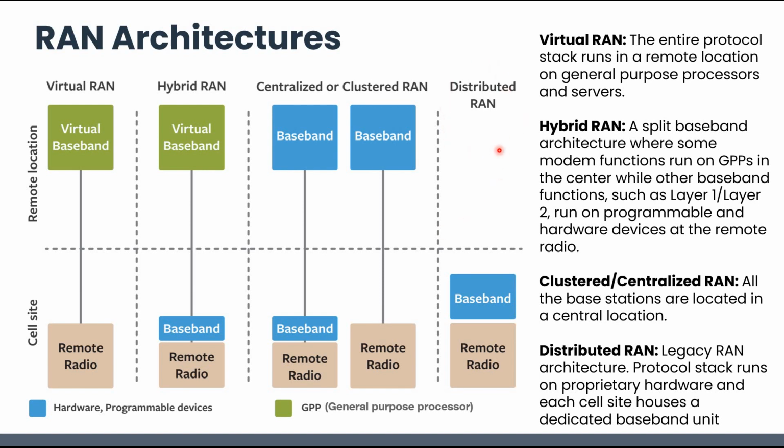Distributed RAN, which is what we are normally using right now, has a normal baseband and remote radio unit. Both of them are implemented at the cell site. There is nothing at the remote location.